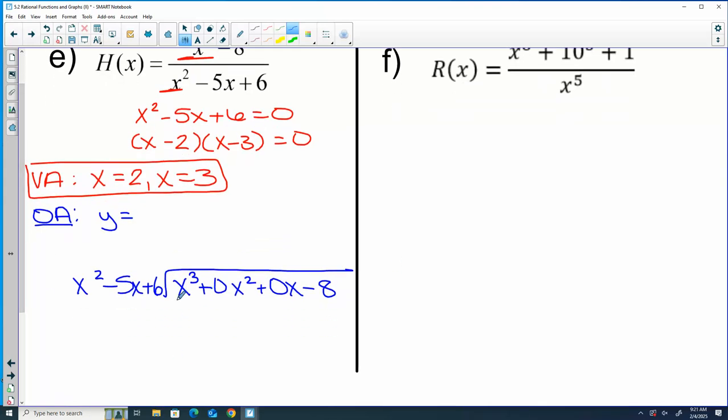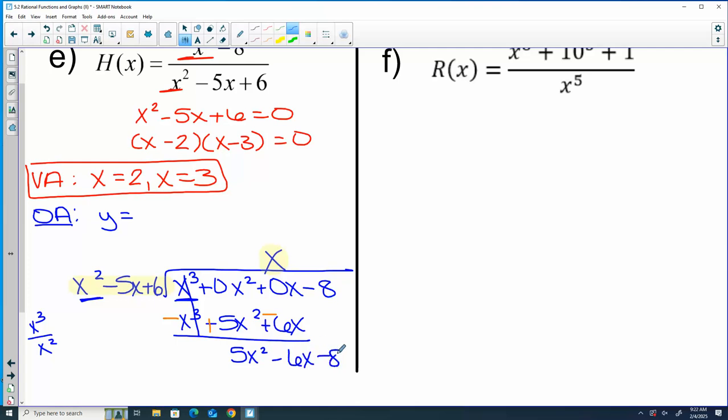So we start out. What is x cubed divided by x squared? X. Then you multiply. So x times this whole thing, which gives me x cubed, 5x squared plus 6x. We have to subtract it off, so we always change our signs. Then x cubed and negative x cubed cancel. 0x squared plus 5x squared is 5x squared. 0x minus 6x is negative 6x. Maybe it can come down.